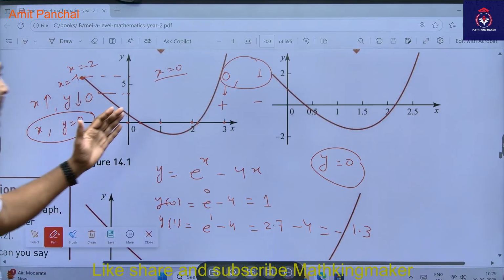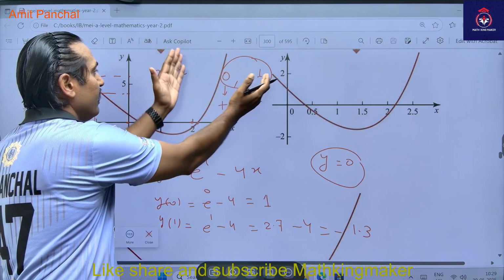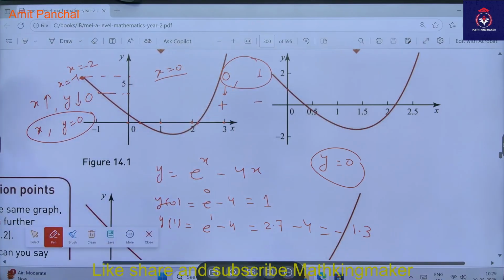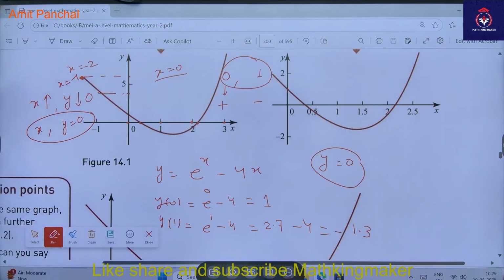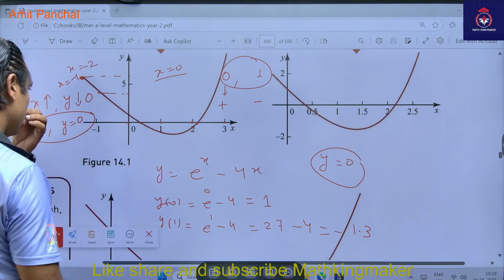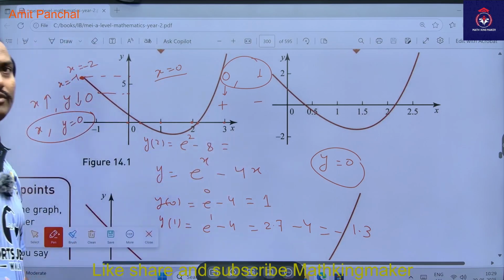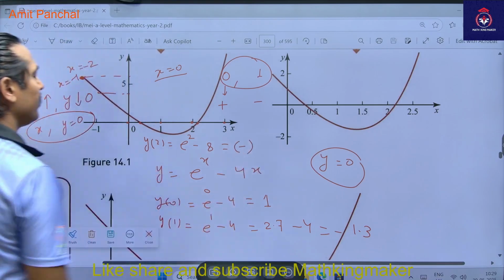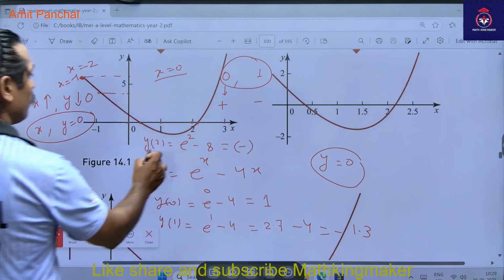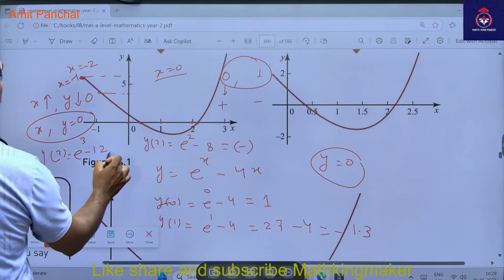If the sign is getting changed from one point to another point, that means a root of the equation is lying in between these two points. Same thing you will observe from 2 to 3. Put x = 2: y(2) is e^2 - 8. Just calculate e^2, and it will be negative. If you find y(3), it is e^3 - 12, and you will get it positive.